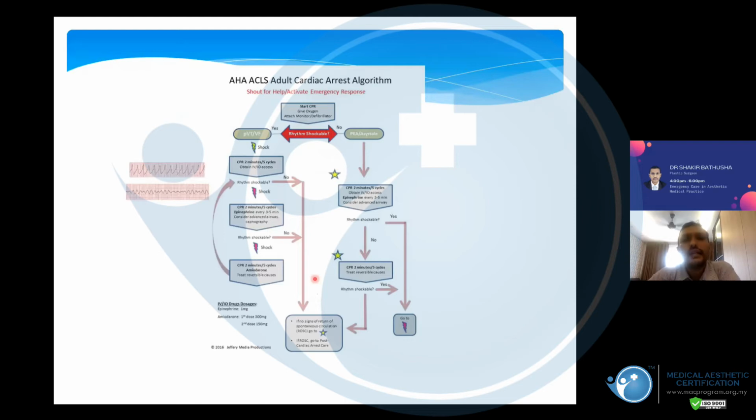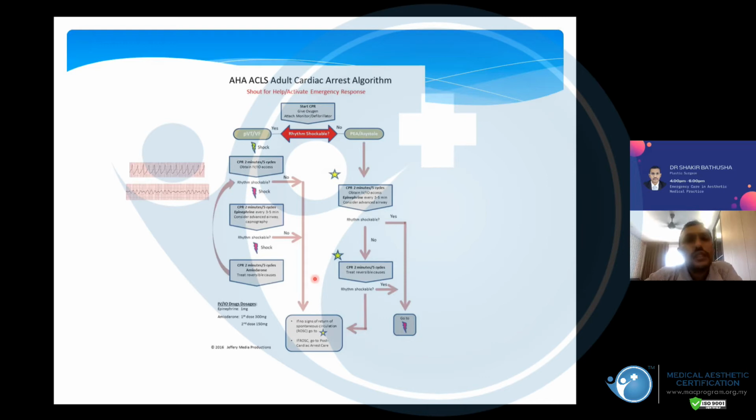So next, on a slightly more advanced note, I have also included this slide, which I've got from the American Heart Association. It's about an algorithm of adult cardiac arrest. Okay, the first thing that you do is to start CPR. If oxygen is available in your clinic, attach the patient to oxygen, and also put him on a cardiac monitor. And then you need to assess, is the rhythm shockable?